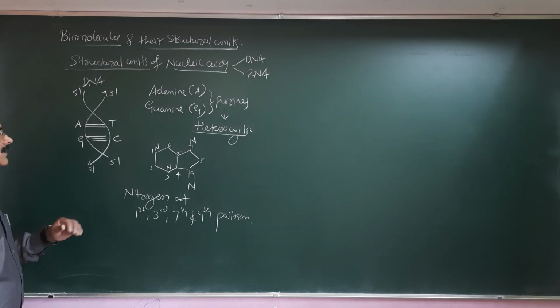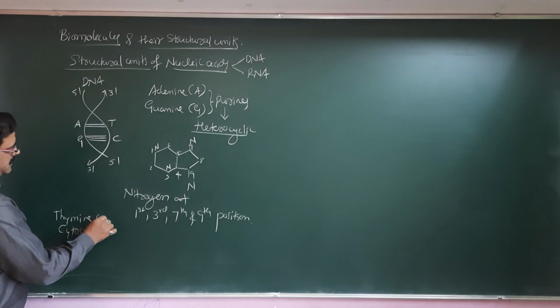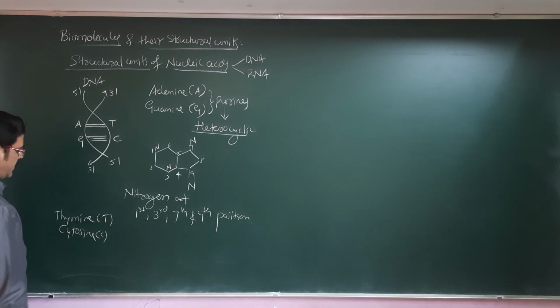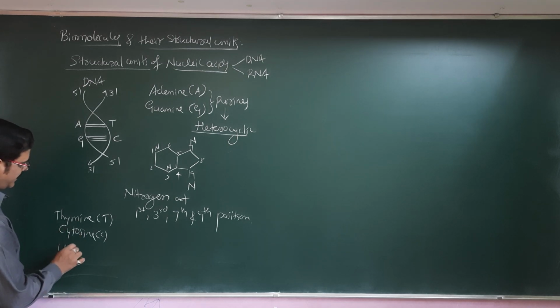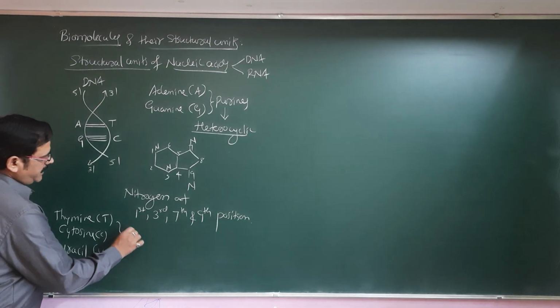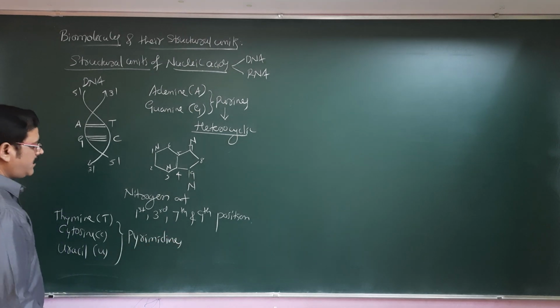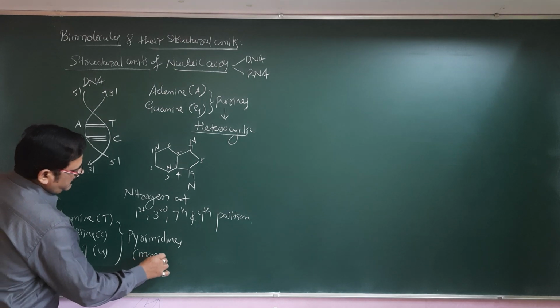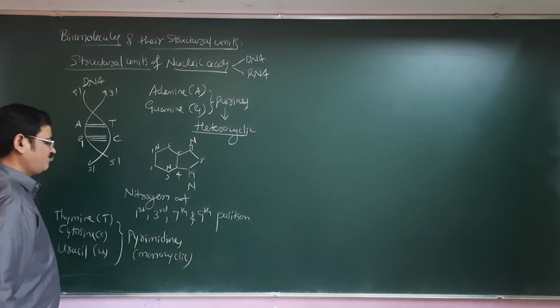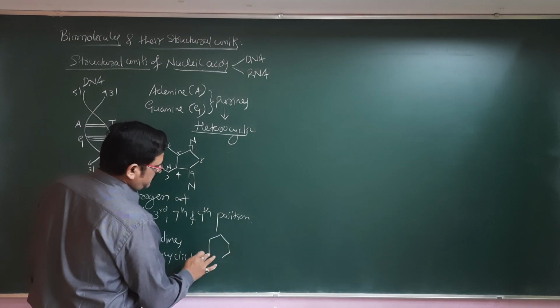The other ones are thymine and cytosine. Thymine is denoted as T, cytosine is denoted as C, and one more is there in the RNA, called uracil. Uracil is U. These are called pyrimidines. These pyrimidines are monocyclic compounds, that means they have only a single ring structure.